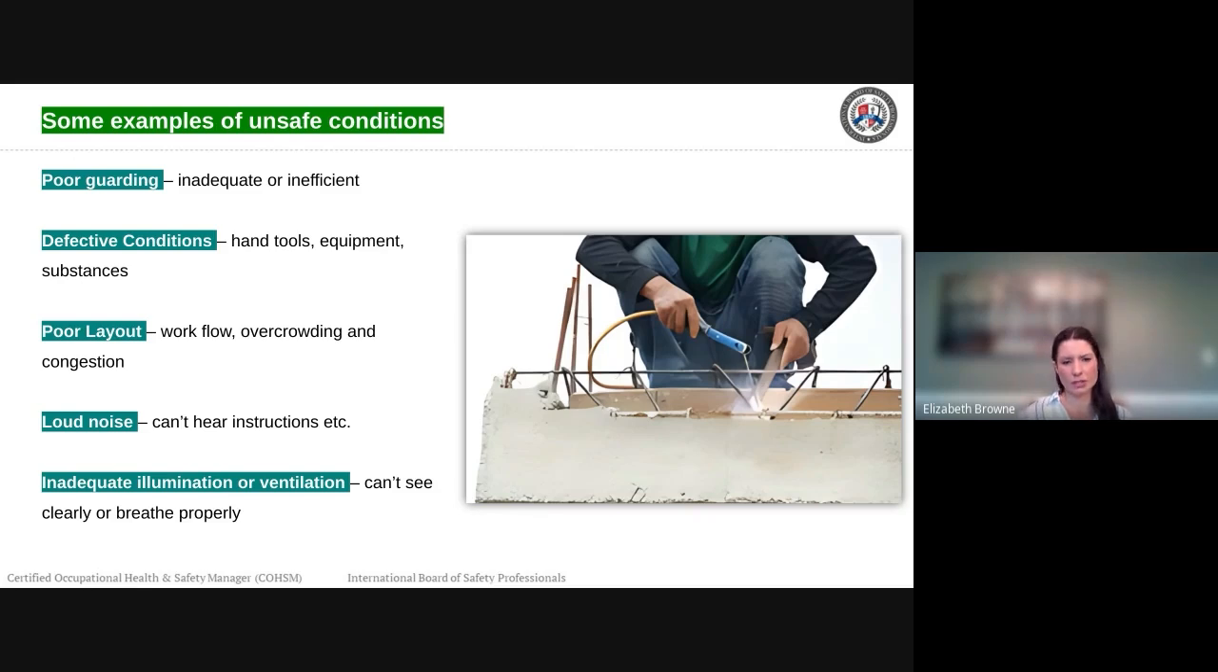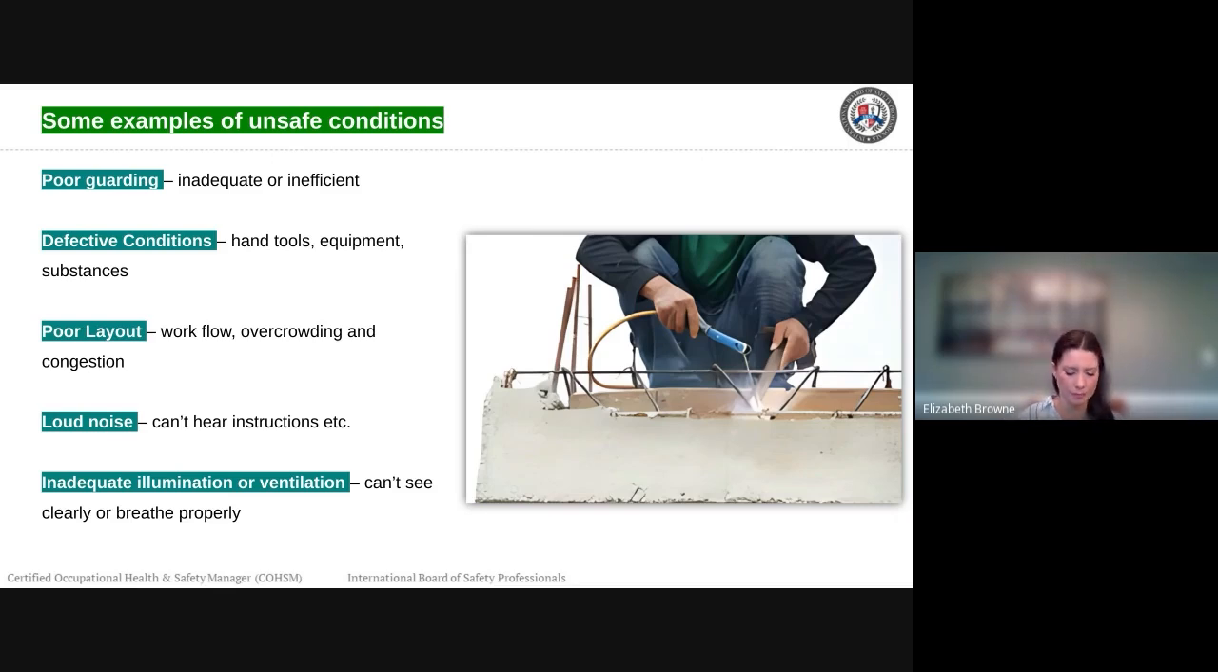Other defective conditions like hand tools, equipment being damaged, substances we're exposed to, having poor layout, having workflow issues, overcrowding, congestion. I've definitely seen that in workplaces where employees are just shoulder to shoulder working together, and it gets quite crowded, and can lead to an unsafe condition where an employee might bump into another person, or something like that might happen.